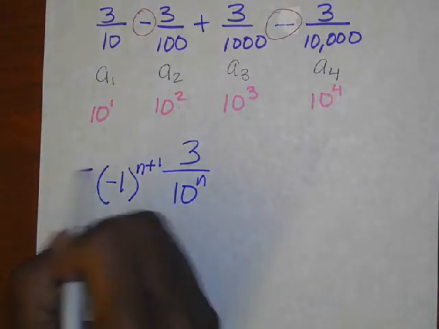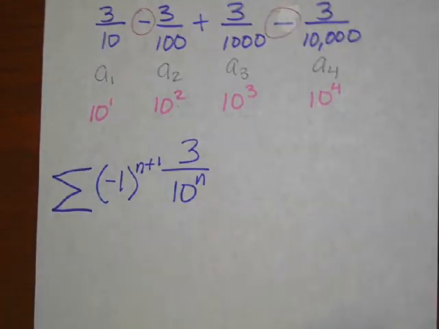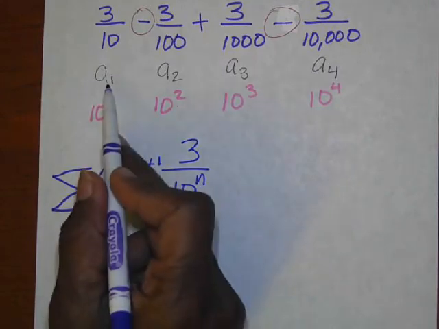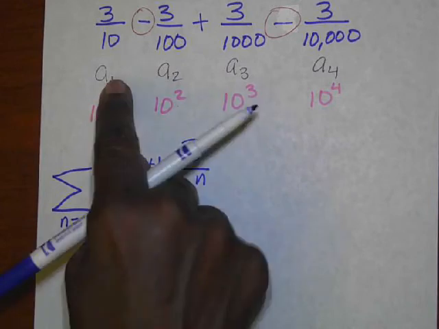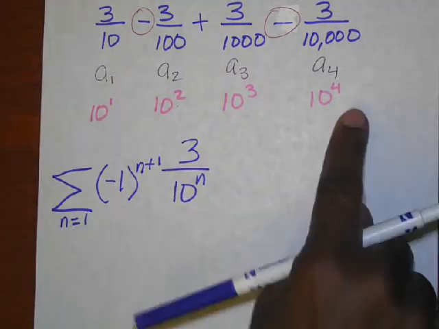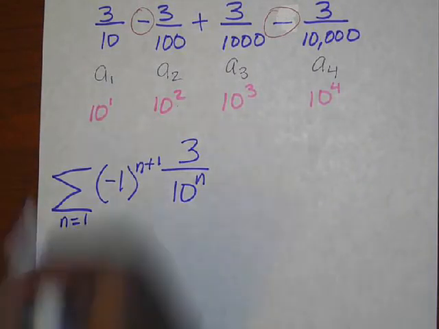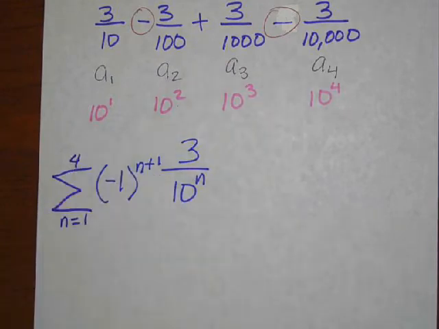So now, here's my sigma. What was my first term? I started with the first term. What term did I end with? 4. So that's my upper limit.